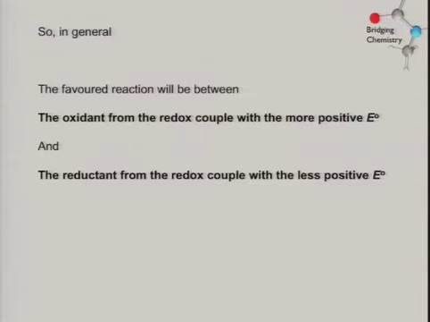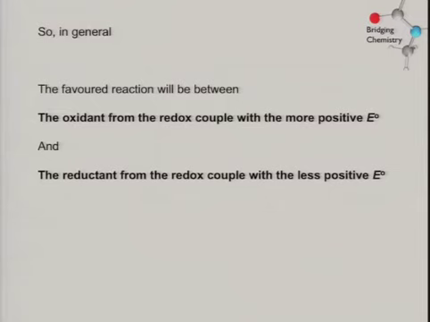And so in general what we can say is that the favoured reaction, and you'll note I'm not using the word spontaneous because I don't want to yet, even though you've probably seen this, but spontaneous at university refers to another thing. Well, there's a different way of defining what a spontaneous reaction is, and we're not going to do that in bridging. So I'm not going to say spontaneous, I'll say the favoured reaction will be between the oxidant from the redox couple with the more positive reduction potential and the reductant from the redox couple with the less positive reduction potential.